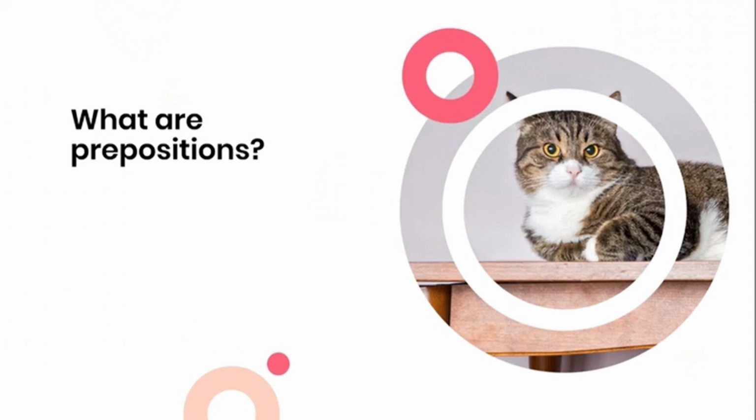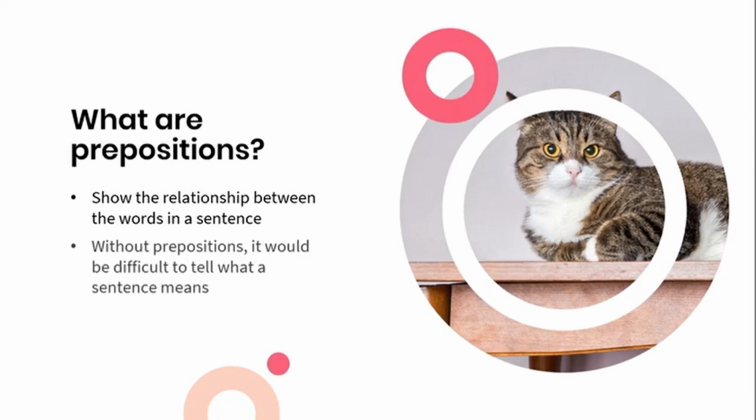Prepositions show the relationship between the words in a sentence. It doesn't help to have lots of determiners, nouns, pronouns, and verbs in a sentence if there are no prepositions. Without prepositions, it would be quite difficult to tell what a sentence means.